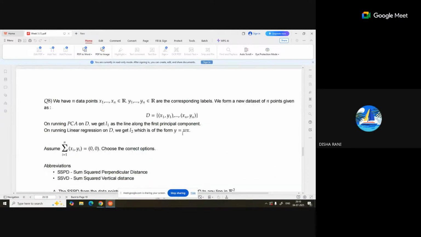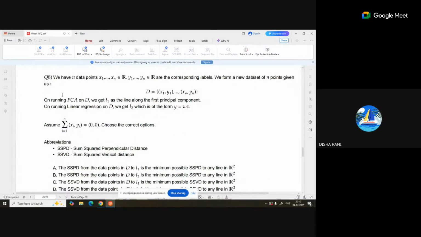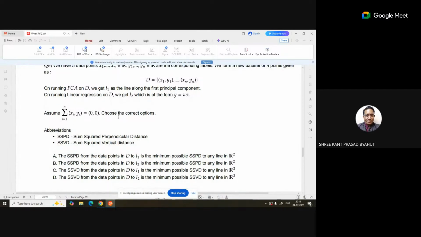We have n data points x1 to xn and labels are there. We form a new data set of n points given as (x1, y1). It's the same thing. We run PCA on this data set and get L1 as a line along the first principal component. On running linear regression on D, we get L2, which is of the form Wx. Assume that the summation of i equals 1 to n of xi yi is equal to 0. What does that mean? Anyway, the data set is centered, basically.